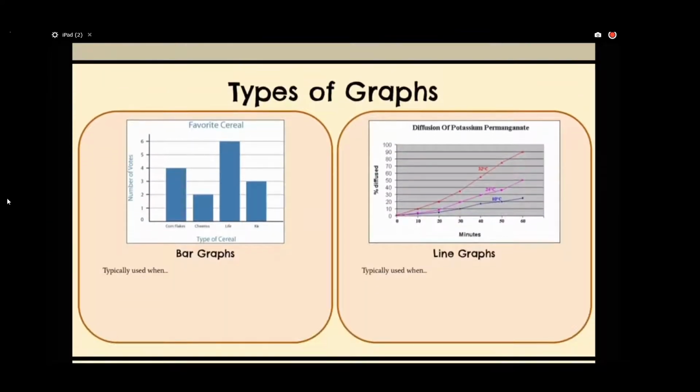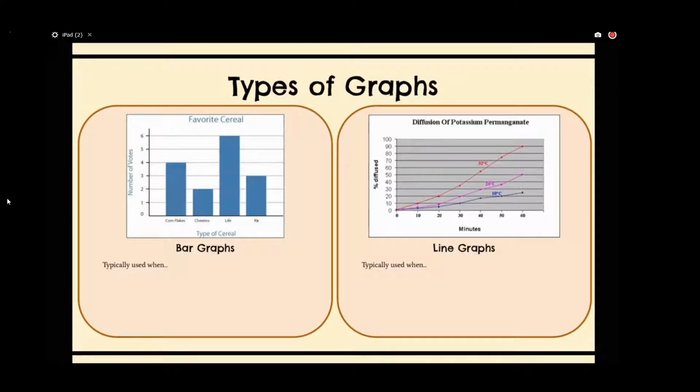Okay, so we have two types of graphs that we're going to go over. The first is bar graphs. Bar graphs are typically used when you are comparing sets of data. So for example, in this example graph, people were polled on what their favorite cereal was. And so these are just different, not connected pieces of data. So you would use a bar graph to compare them.